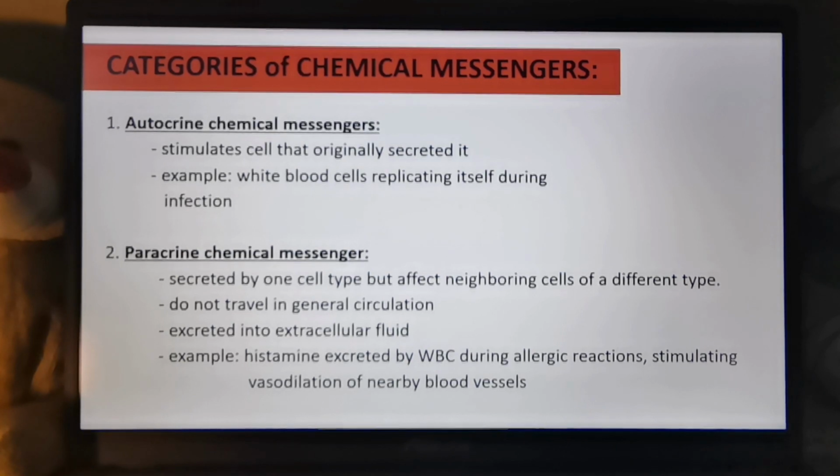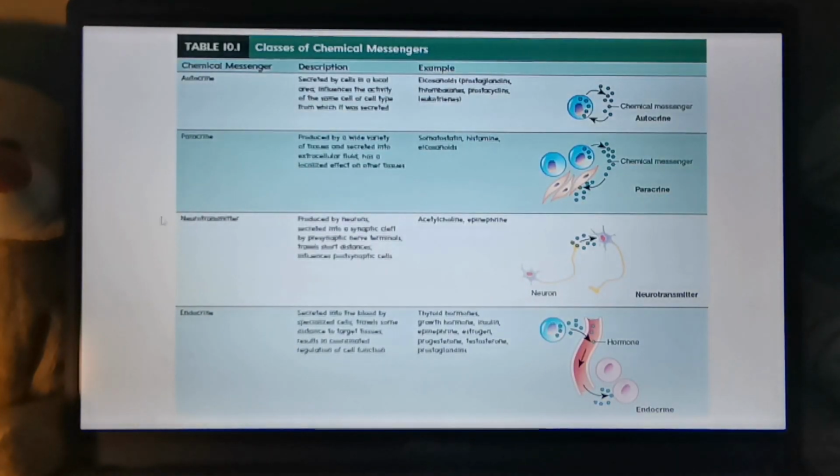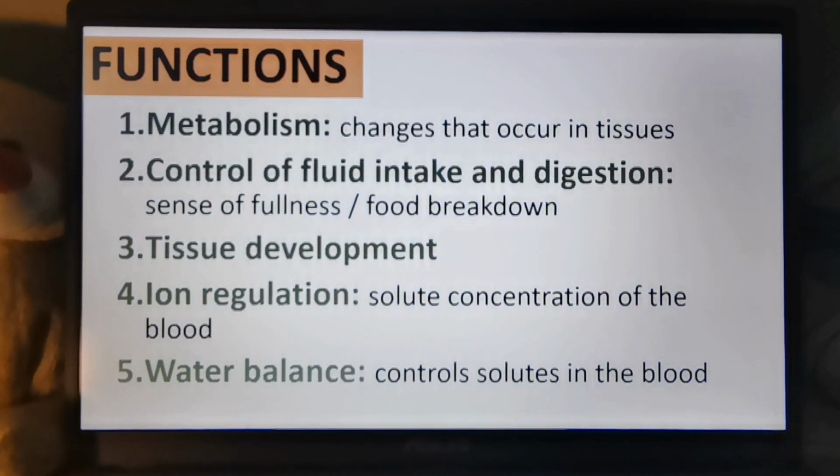Categories of chemical messengers: we have autocrine, paracrine, neurotransmitters, and endocrine chemical messengers. So here, this is also found in your book. Makikita ang description and examples for your chemical messengers. So for endocrine, it is secreted into the blood by specialized cells, travels some distance to target tissues, and results in coordinated regulation of cell function. So, hormones. These are the hormones.